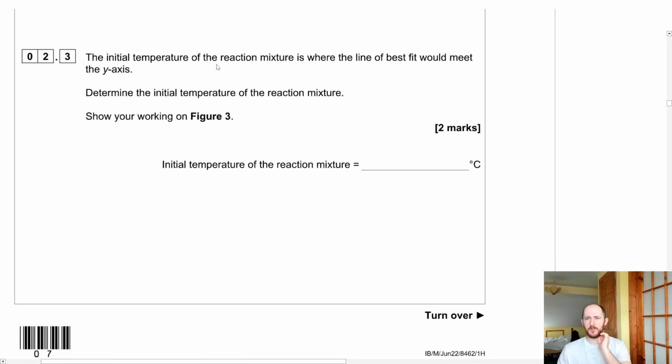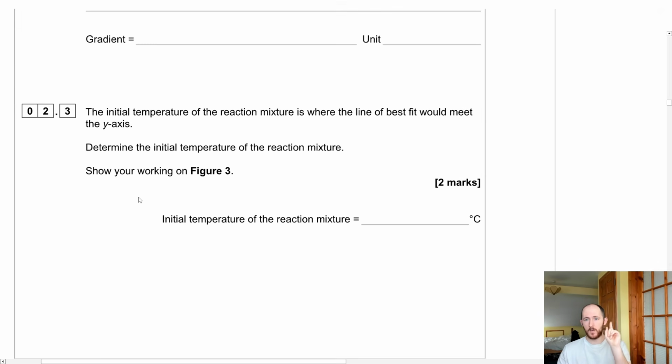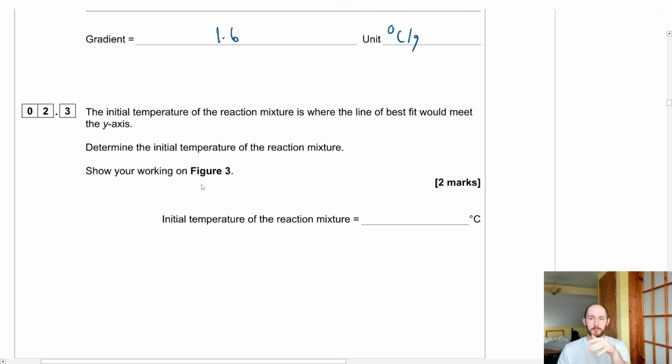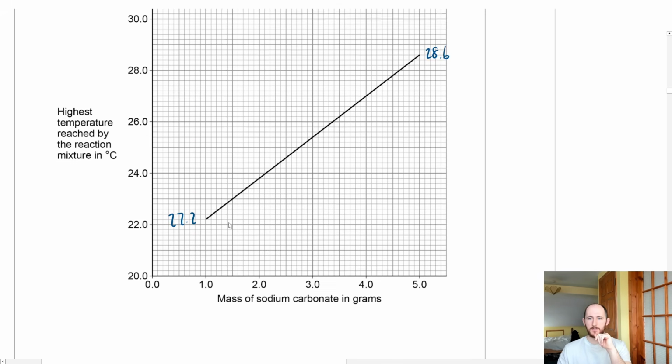The initial temperature of the reaction mixture is where the line of best fit would meet the y-axis. We need to determine that with 2 marks. And it says show your working on figure 3. There are 2 ways to do this. One is using the gradient. I just realized I should have written this up here. One is using the gradient we just worked out. The other way is simply by continuing the line of best fit.